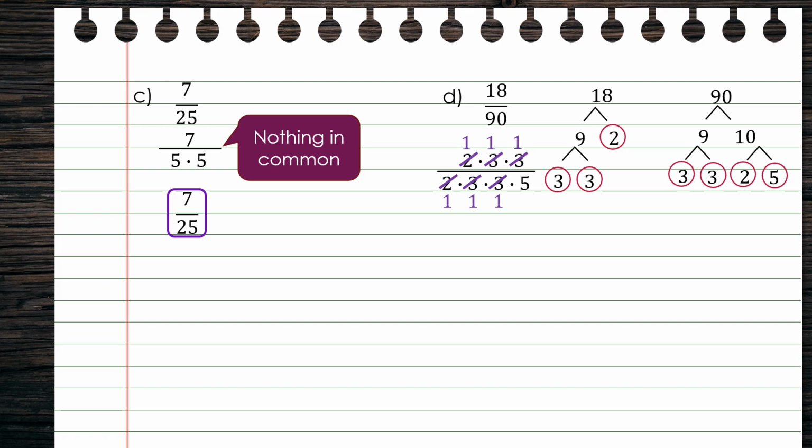So we're ready to find what our reduced fraction value is. In the top, 1 times 1 times 1 is just 1. And in the bottom, 5 times 1 is 5. So our reduced form is 1/5.